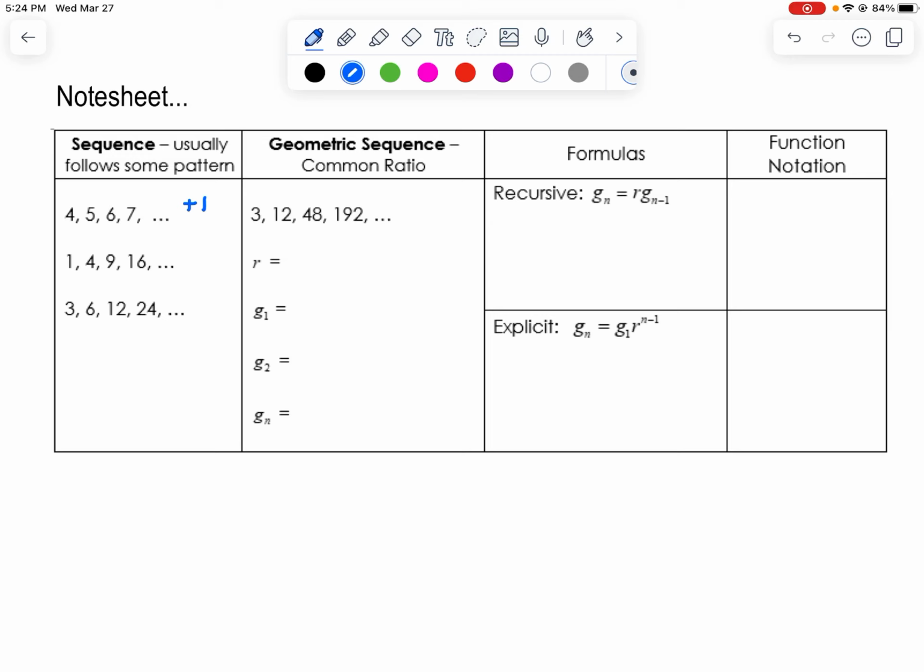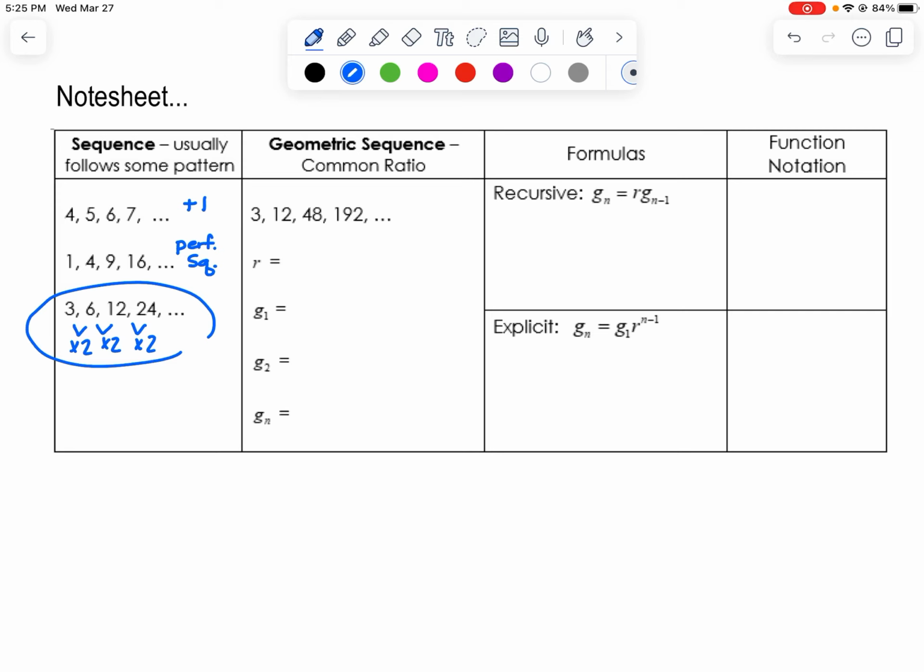The next one, 1, 4, 9, 16, you may notice a pattern there that's actually all the perfect squares. So that's a different type of sequence where we just are listing all the perfect squares. The third one, 3, 6, 12, 24, take a minute and see if you can figure out that pattern. And hopefully you can see that we are multiplying each one by 2. And that is a geometric sequence. So when we are multiplying each number by a constant term, then that is a geometric sequence.